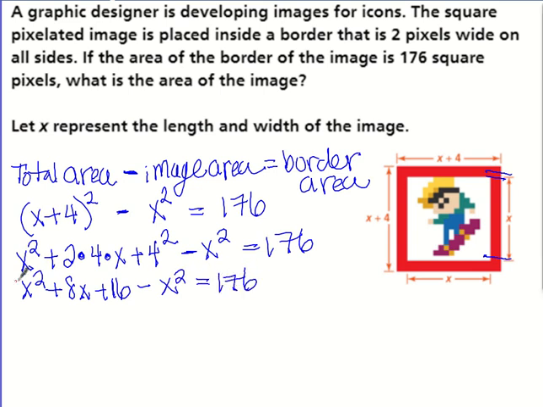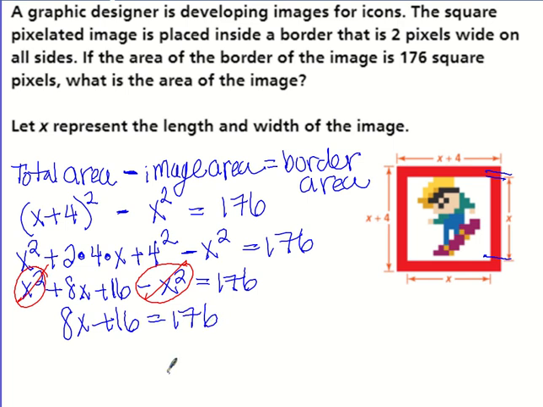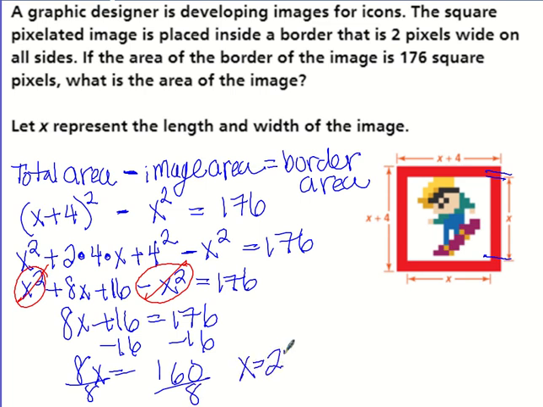Now I need to combine some like terms. I've got a positive x squared and a negative x squared, so they're going to cancel. I'm going to be left with 8x plus 16 equals 176. So I'm going to subtract 16. I'm going to get 8x equals 160. And then I'm going to divide by 8. And we actually get that x is 20.